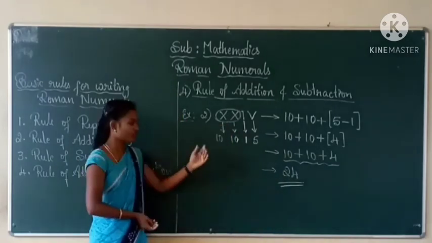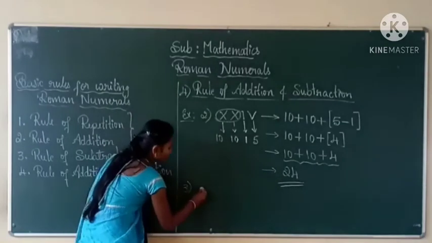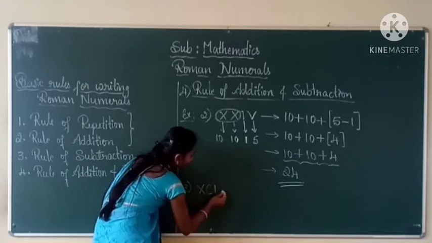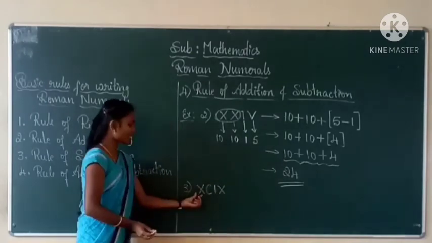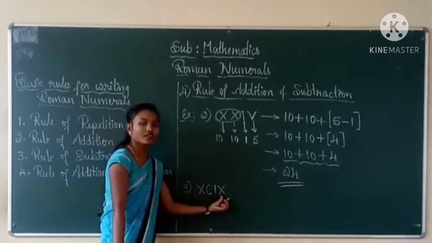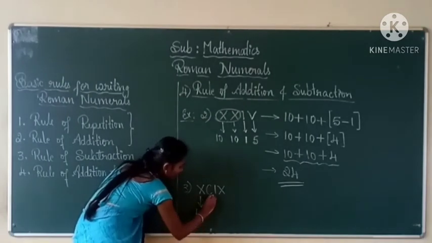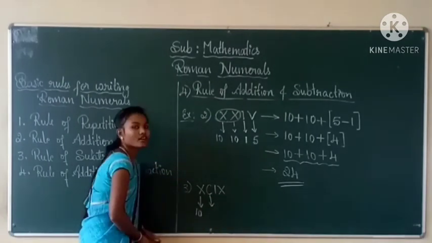Understood? Okay. Okay, let me take another example. XCIX. X, C, I, X. So X stands for 10. C stands for 100.